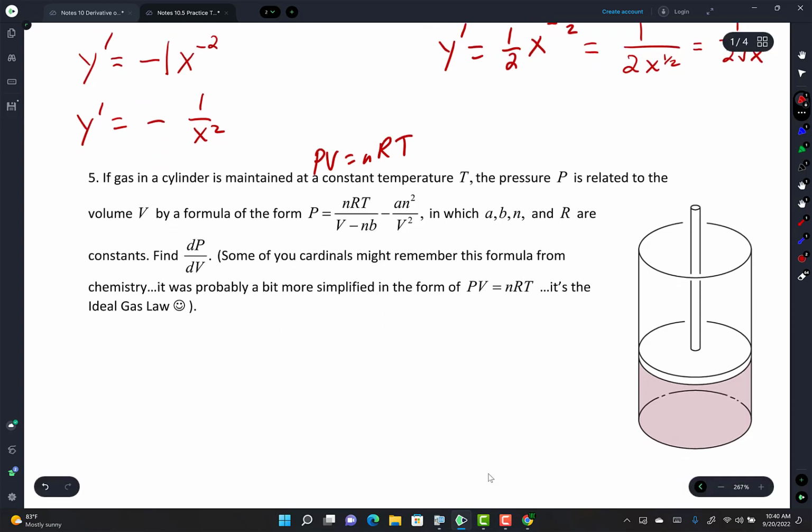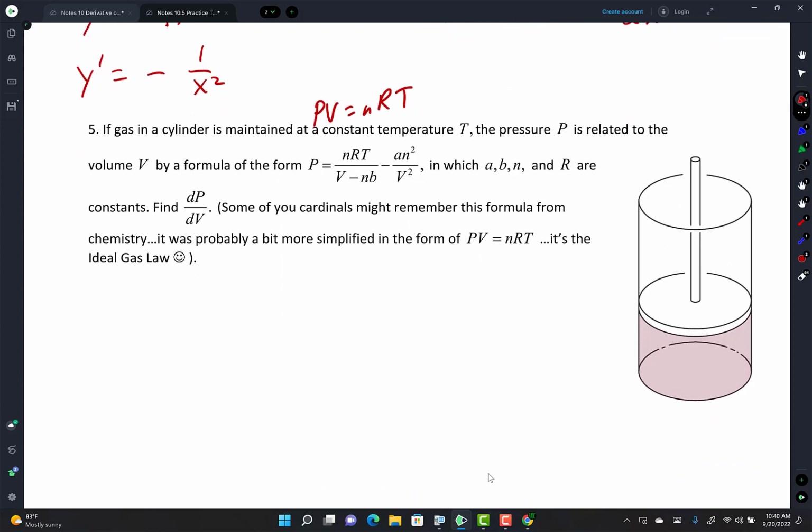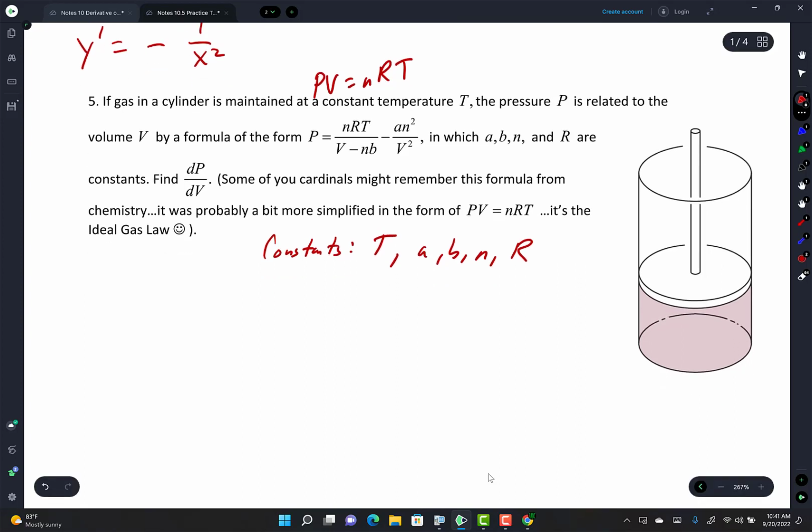Okay. All right. Let's see what we know. What are constants? So for sure, I'm going to write here constants, and everything that's a constant. It's a constant temperature, so T is constant. What else is constant? A, b, n, and R. Those are all the constants. Okay, we're ready. I'm going to write P equals nRT over V minus nb minus an squared over V squared.